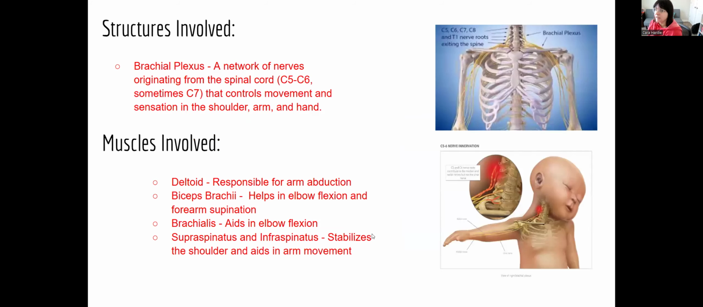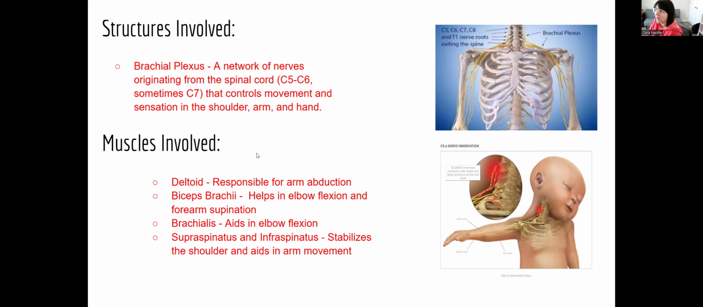So for structures involved, again, it's going to be your brachial plexus, which is going to be a big one. Again, that's just the network of nerves originating from the spinal cord, which is your C5 and your C6, sometimes affects that C7, and that just controls movement and sensation in the shoulder, arm, and hand. Here I just added a diagram so we could see that that's your brachial plexus. Those are your C5, C6, C7 nerves right there. Just kind of shows the basic view of it.